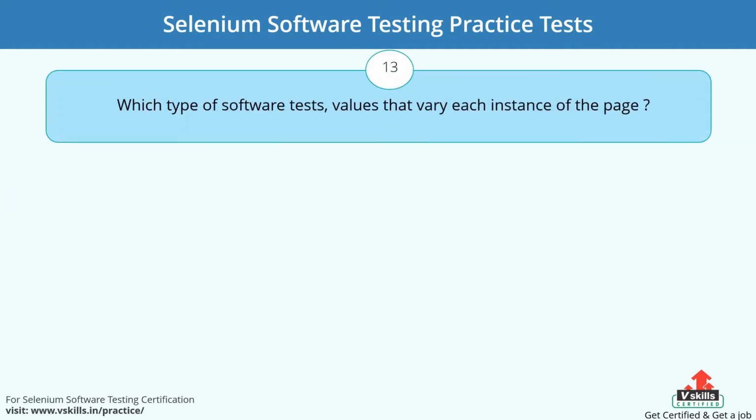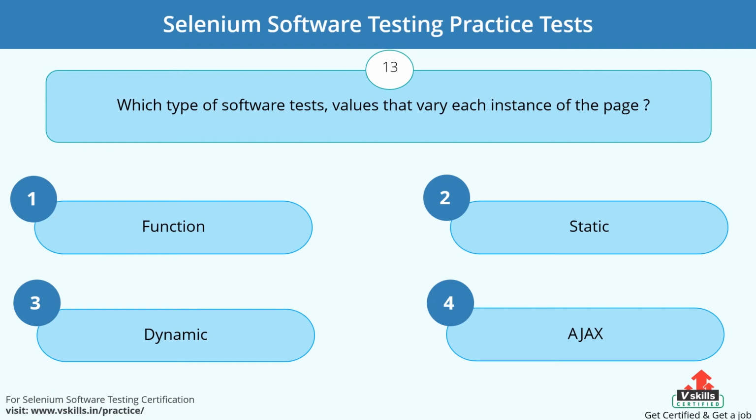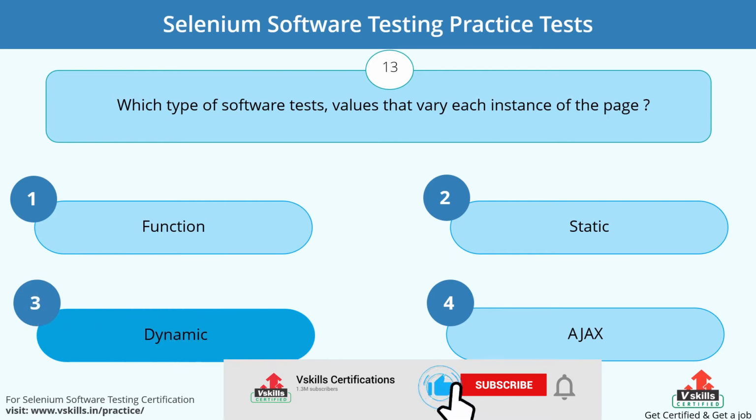Question number 13. Which type of software tests values that vary each instance of the page? The options are A. Function, B. Static, C. Dynamic, D. AJAX. The correct answer is option C.